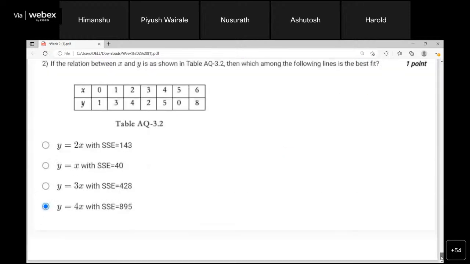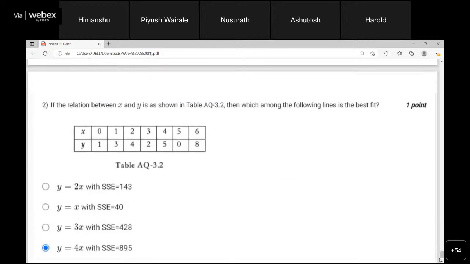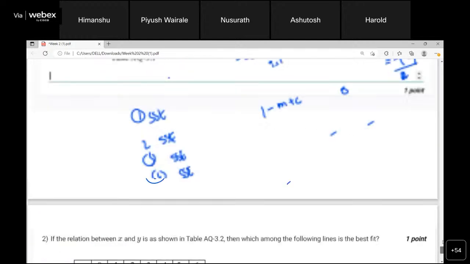So a simple question. What is the answer? B. As I said, we have 4 equations, but the minimum SSE will be the best fit line, right? So minimum SSE is 40 here, right? That's it. By looking at the options only, we can directly answer. That is B. Okay, so that's it from week 2.